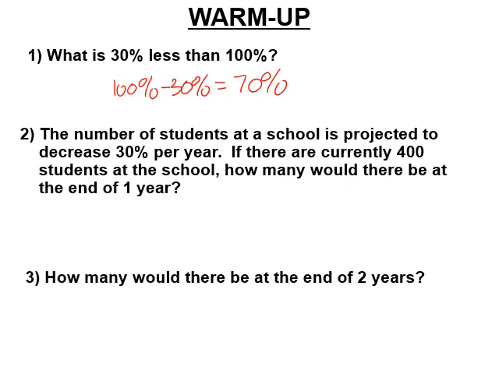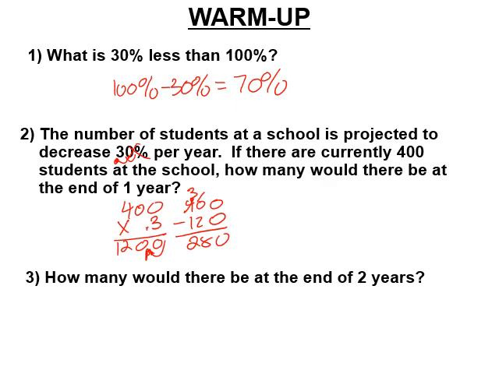The number of students in a school is projected to decrease 30% per year. If there are currently 400 students, how many would there be at the end of a year? Well, one way to do it, right, you do 400 times 30%. Now, 30% is 0.3 as a decimal. The shortcut is move the decimal twice. And so you decrease it by 120. That's not the answer, right? You have to subtract the 120 from the 400, and you get 280 students.